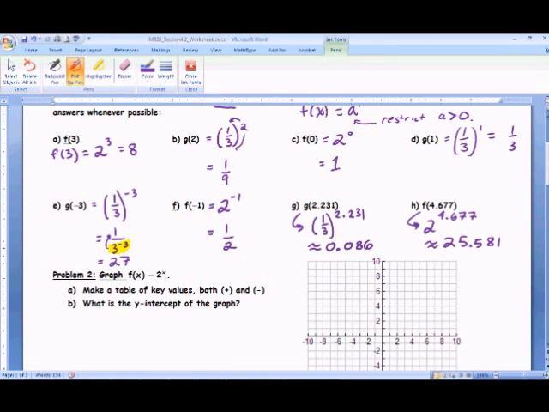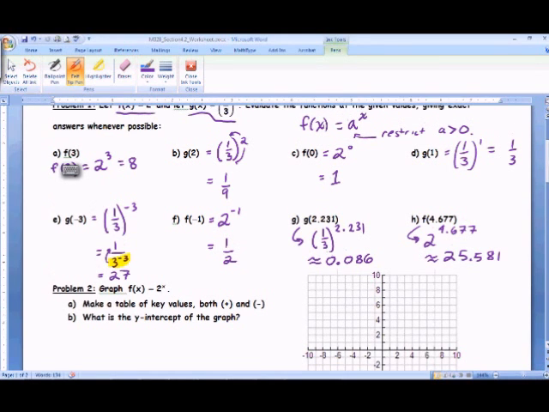Main idea to take away from this is it's all right for the base of your exponential function to be a positive fraction. It's okay for your base to be a whole number. The one thing we want to make sure is that we restrict our base of our exponential function to be positive. It causes problems if we have negative bases. That's something we could talk more about in class, but for now, why don't we just do a little bit of graphing.